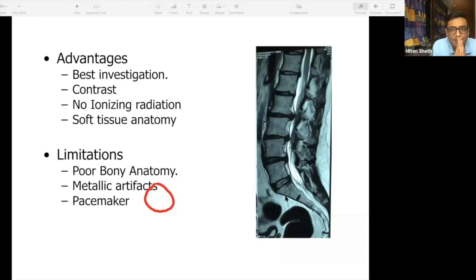Now the MRI is the best possible investigation for the spine. Okay, someone is playing around with the screen. Don't put tick marks, don't put annotations, because otherwise I'll have to shut down all the annotations.